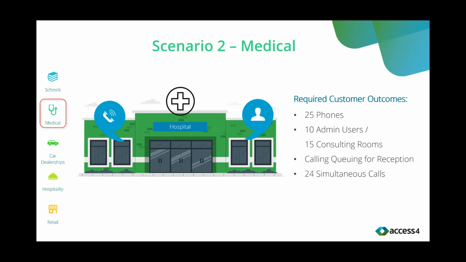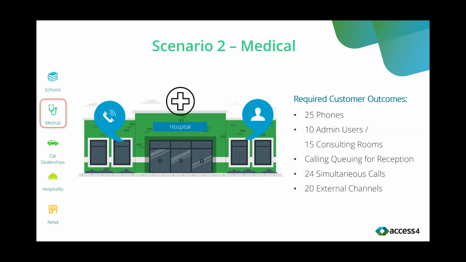They'd have 24 simultaneous calls at any particular time, because you do find that at times doctors need to make phone calls out to talk to their patients, or their patients are calling in. Also with the call queuing, you want to allow space and headroom for them to get to those admin users when they're calling in.